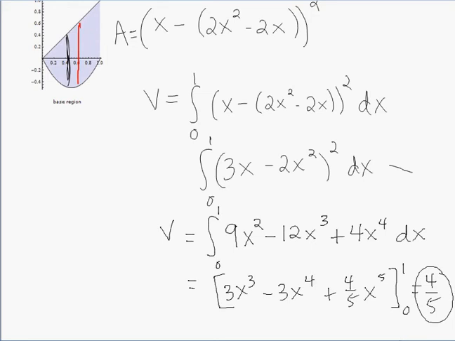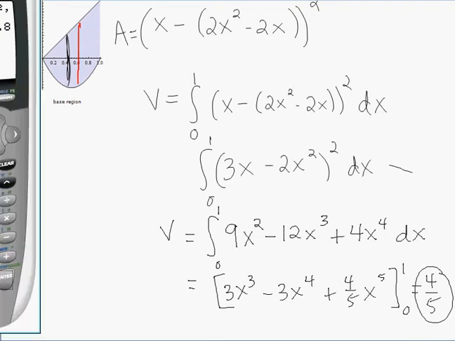And just so you can check your integrals using your graphing calculators, if you use the function, I found this under Math 9, there. And then I entered the function 3x minus 2x squared quantity squared, comma, the variable is x, comma, the lower bound 0, and comma, the upper bound is 1. And we see we get 0.8, which of course we can convert to a fraction. See, it's 4/5.